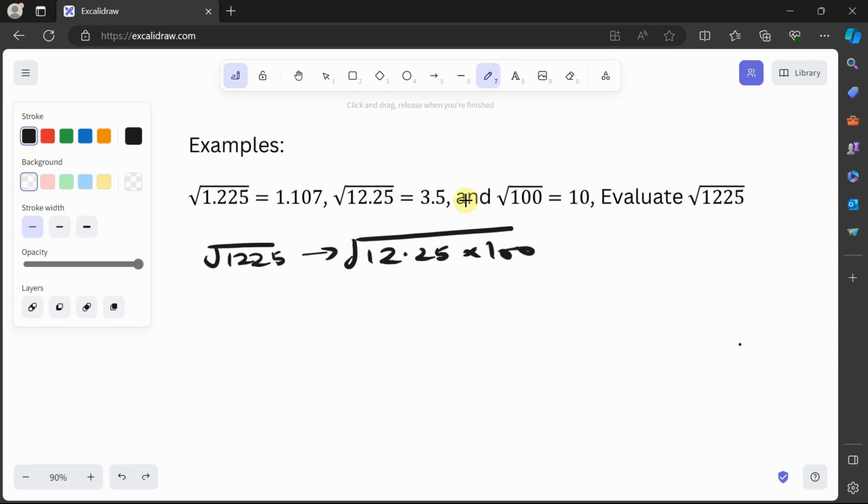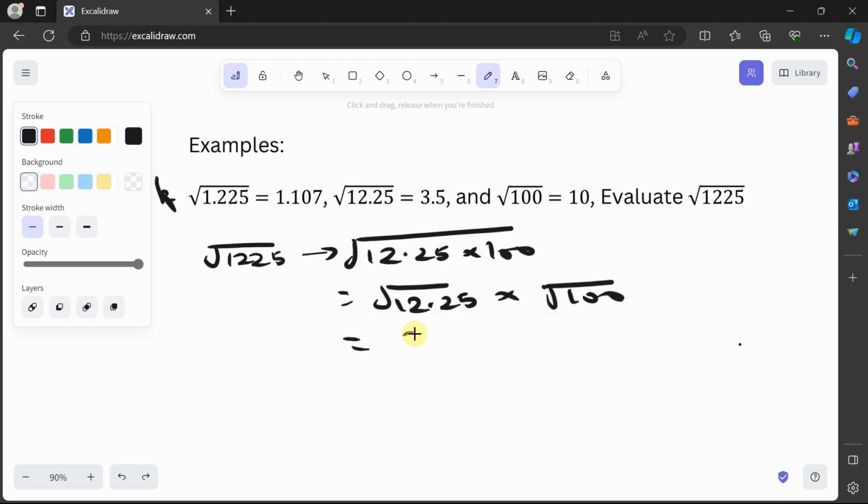I just picked the one that they gave me, because this question is actually saying if this guy is equal to this guy, this guy is equal to this guy, this guy is equal to this guy. I just picked 2 that is very convenient for me. And if this is the case, remember from the law of surds, we could break this apart and say square root of 12.25 multiplied by square root of 100, right? We're told that square root of 12.25 is what?